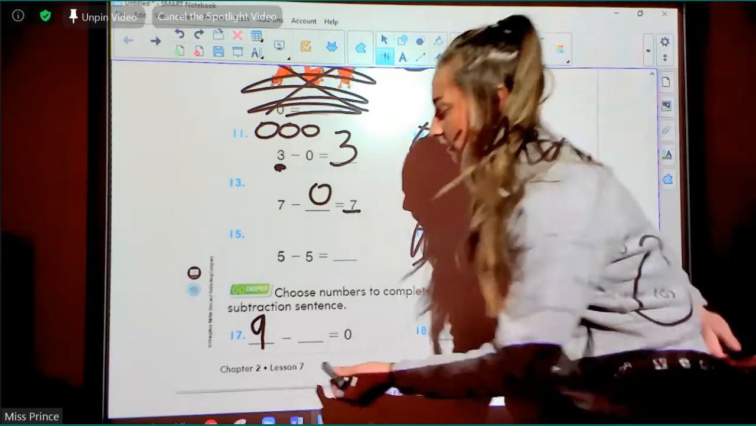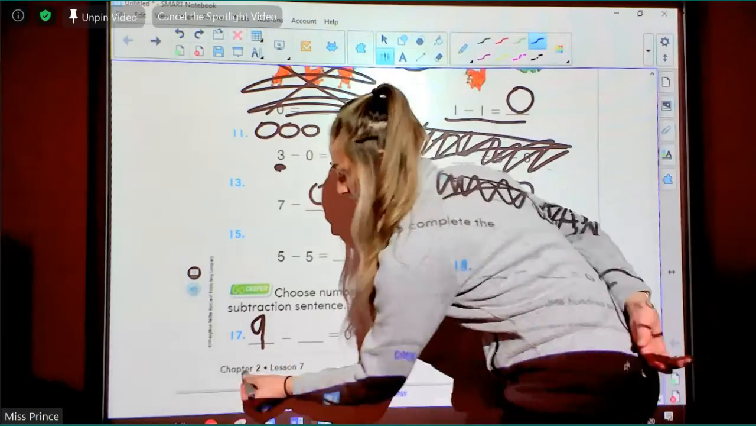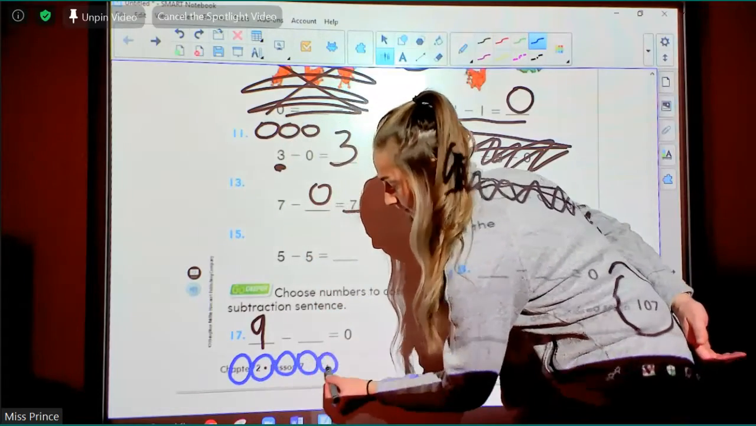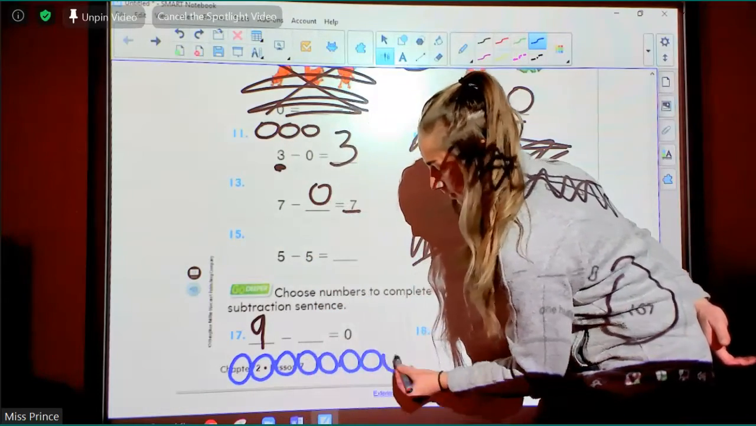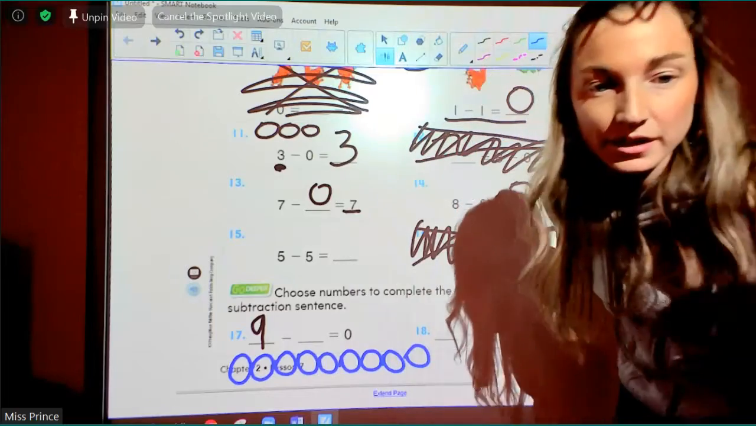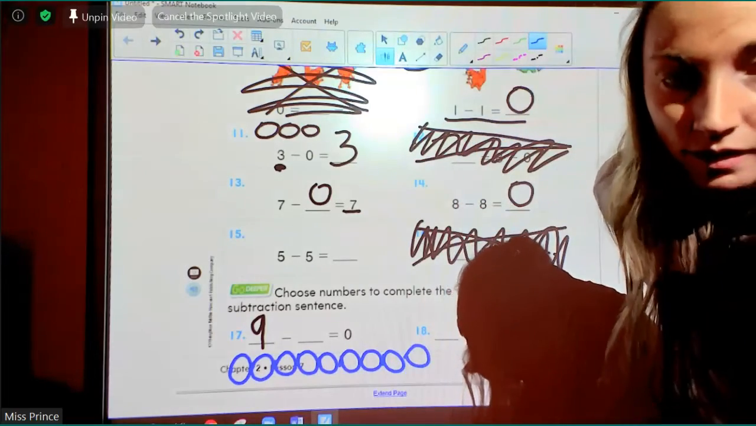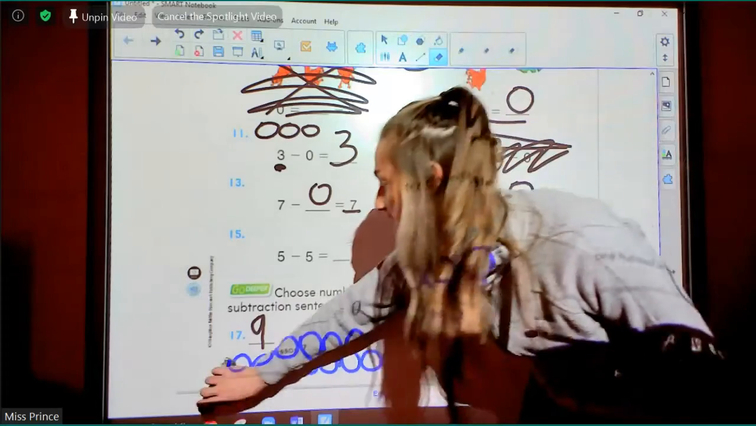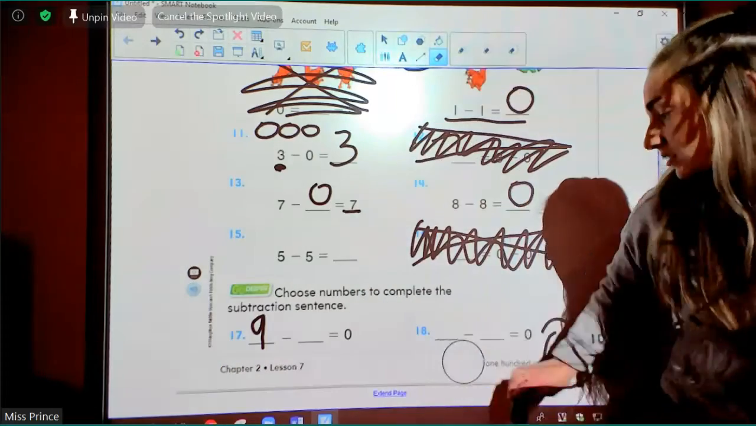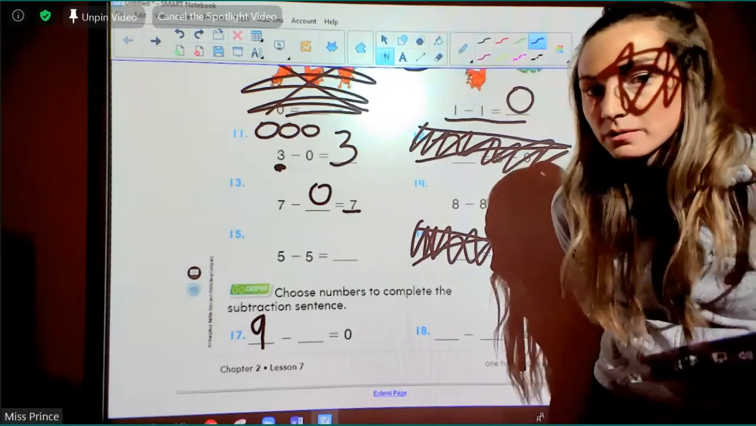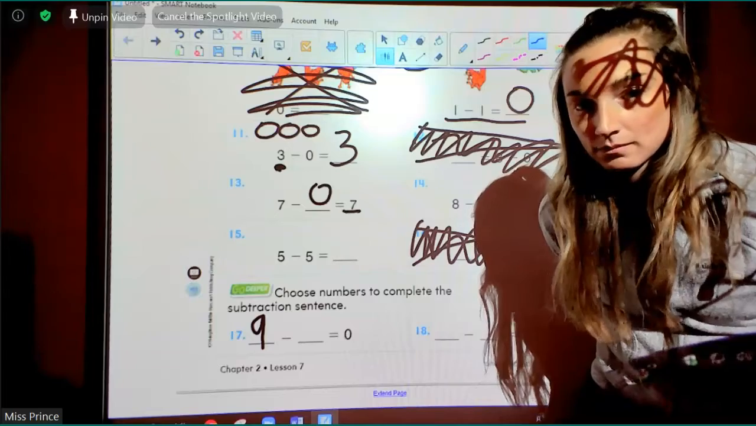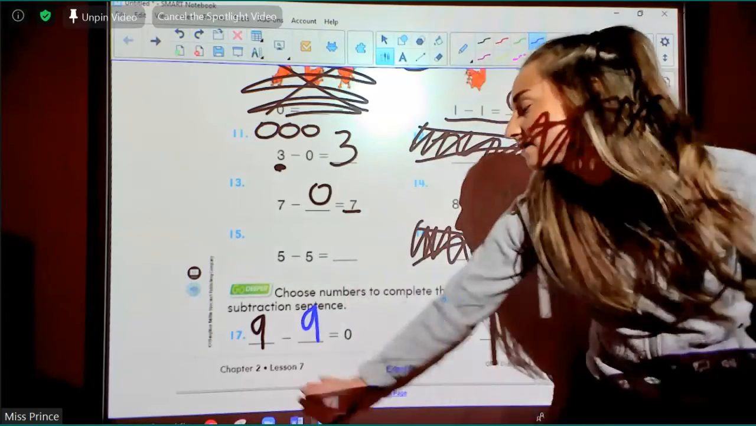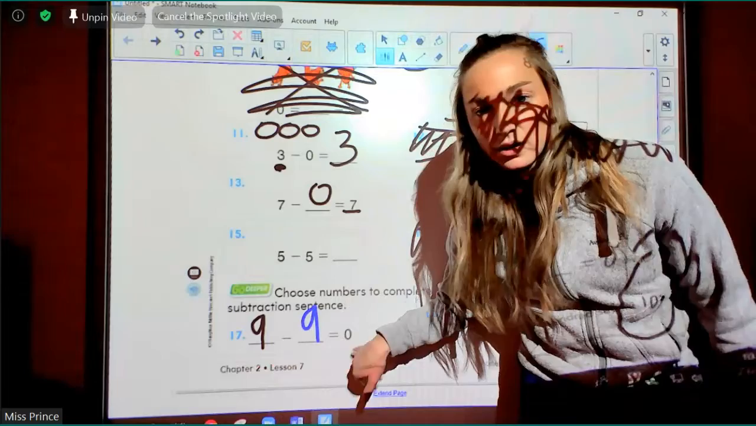I'll draw them right here, okay? Ready? Okay, here's my 9 cookies. I'm taking some of them away. And now I have 0 left over. So how many did I take away? 9. Yeah, I took all of them away. So we have 9 take away 9 equals 0. Good job, Kaya.